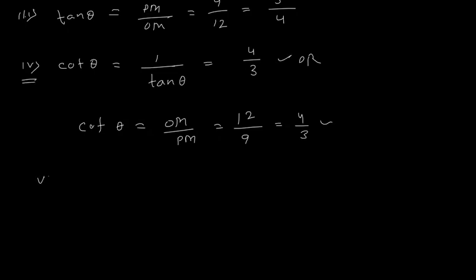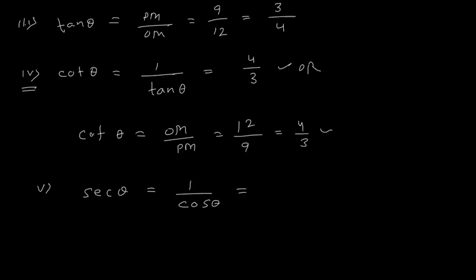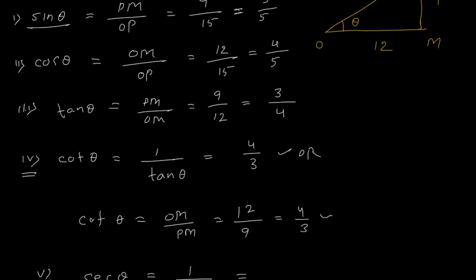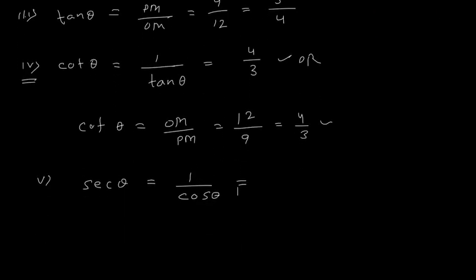Fifth problem is sec theta. Sec theta is hypotenuse upon adjacent, or it is the reciprocal of cos theta. So I am using that reciprocal of cos theta. Let us check what is the value of cos theta. It is 4 upon 5. So here sec theta is 5 upon 4.